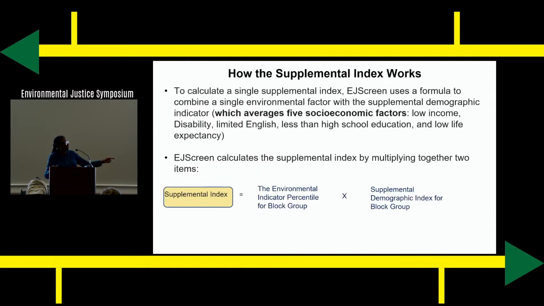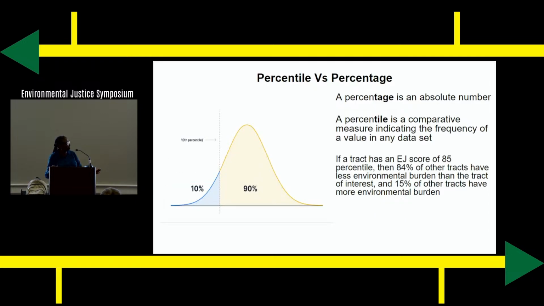Next. This is how the supplemental demographic index is calculated. All these calculations are based on percentiles. For each of the indicators, it is ranked from 0 to 100. They are all converted to percentile. They get the raw data, and for each indicator, they convert it to percentile.